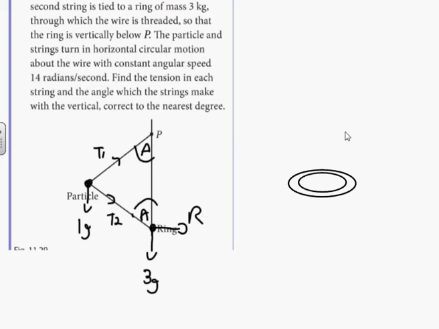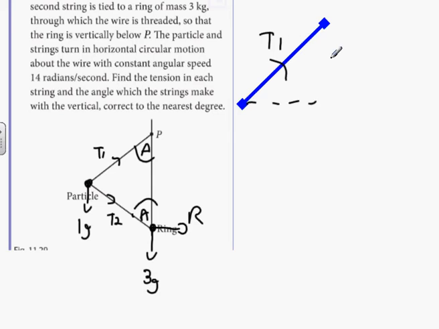Now, what to do? What we're going to do first is we're going to resolve some tensions. So we have T1 going this way, and we're going to have T1 cos A, T1 sin A going up and across. Then we're going to have T2 going down this direction here.